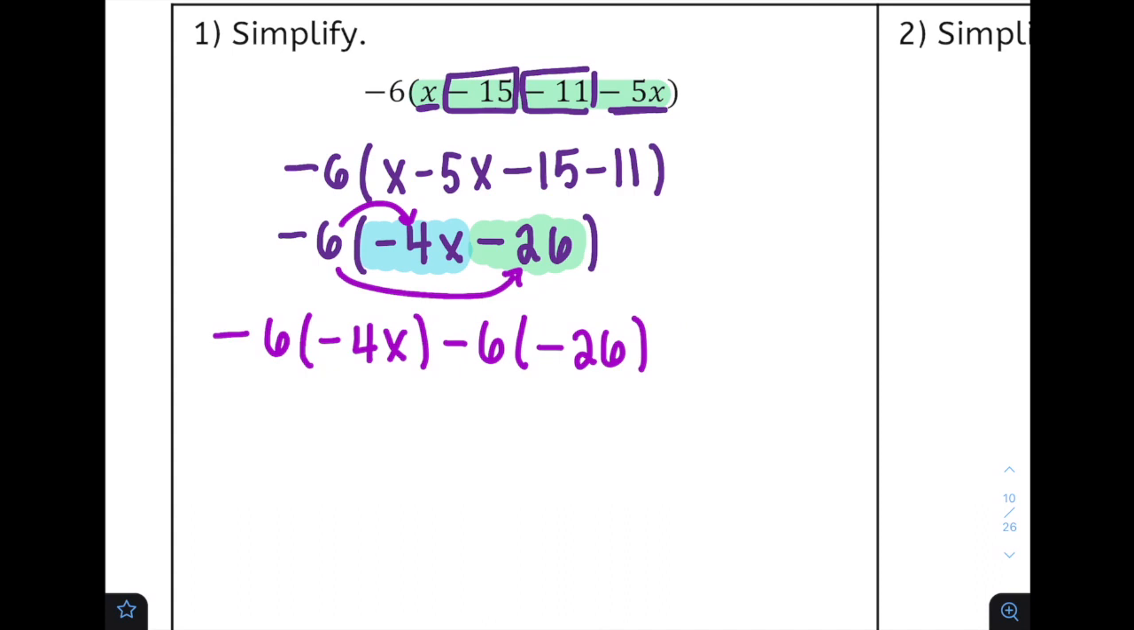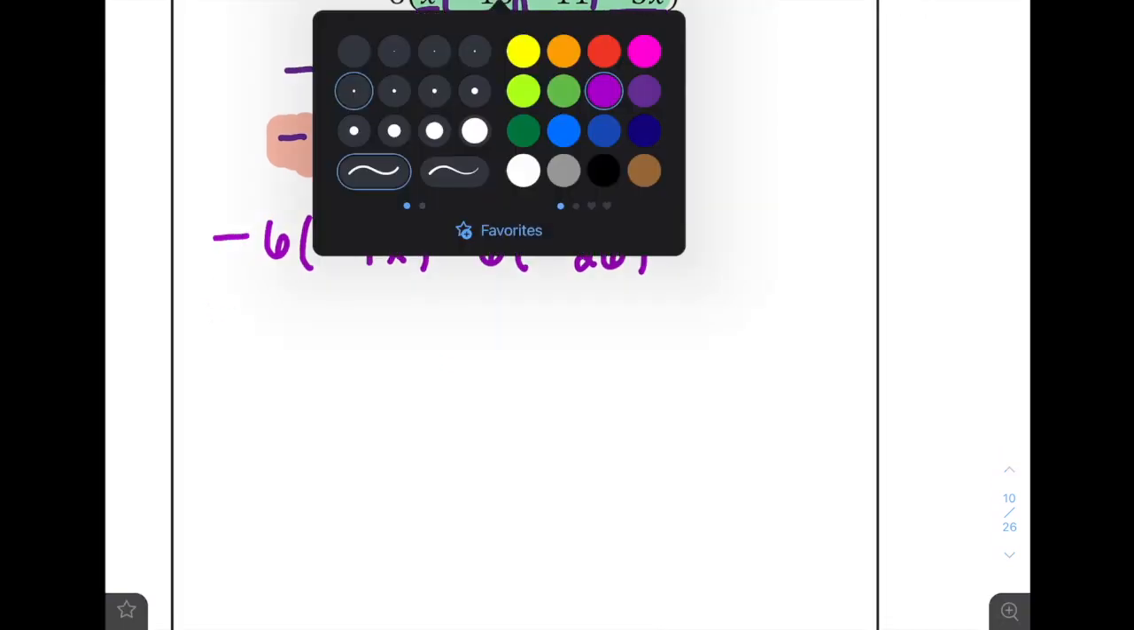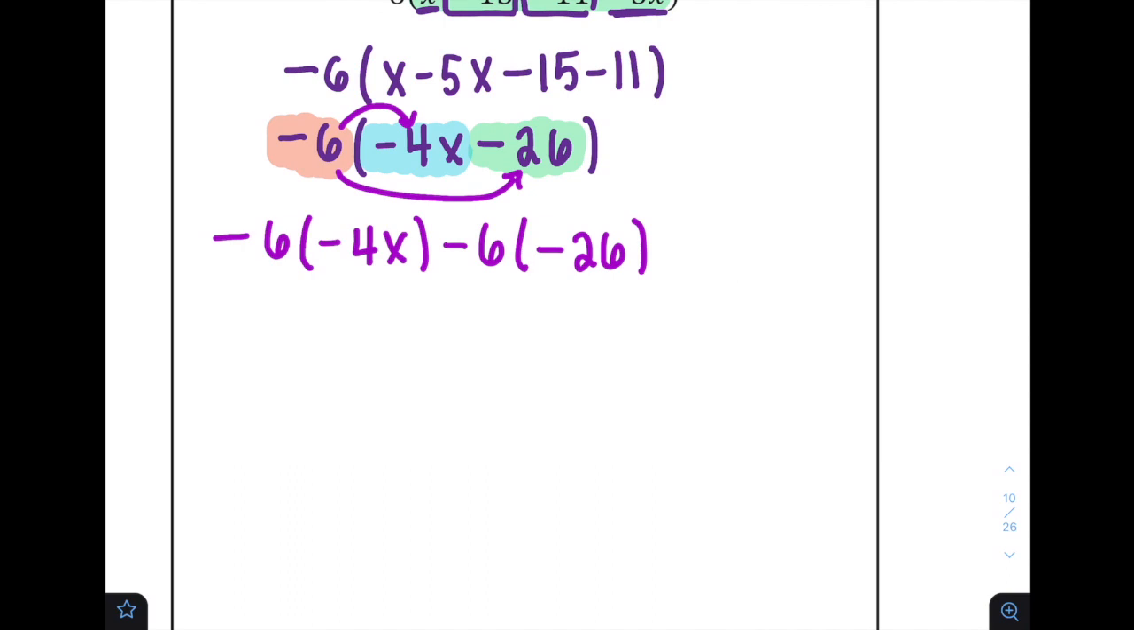Again, making sure you take all your terms in front, because here we have our negative 6. So I'm going to continue to simplify. Negative 6 times negative 4x is going to give me positive 24x. And then again, following with multiplying outside to our inside terms, we have negative 6 times negative 26, which would be positive 156. So our expression, when simplified, will turn into 24x plus 156.